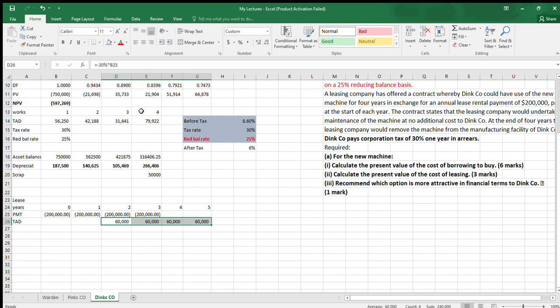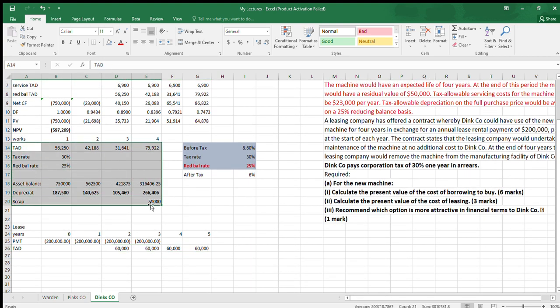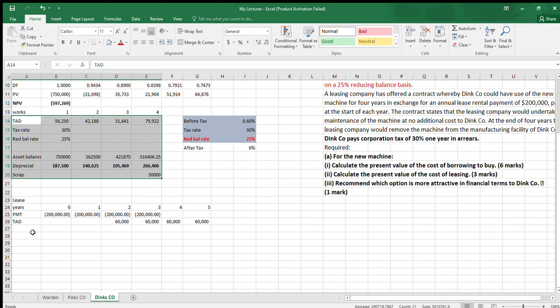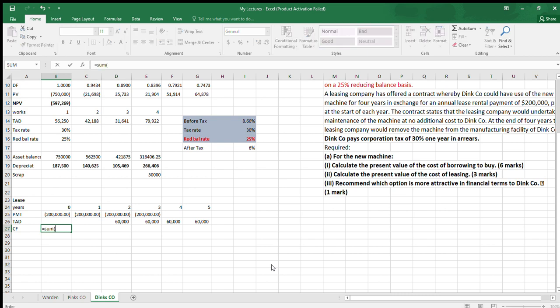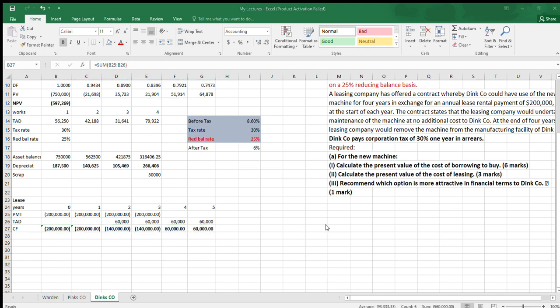That is all. This one, we don't own the asset, so these workings we don't need. The depreciation we don't need because we don't own the asset. We haven't bought it. We are leasing it. So this will become all the figures that you need. So now your net cash flow is the sum of everything here up to year 5. That's your net cash flow.